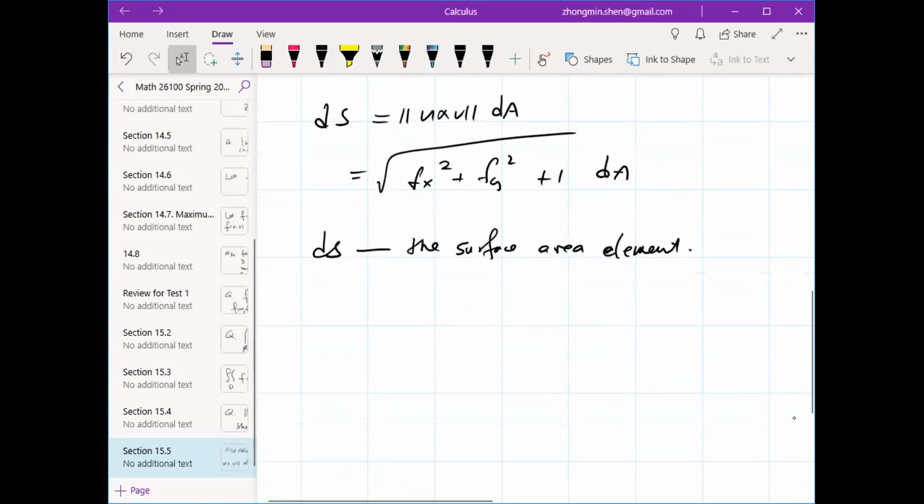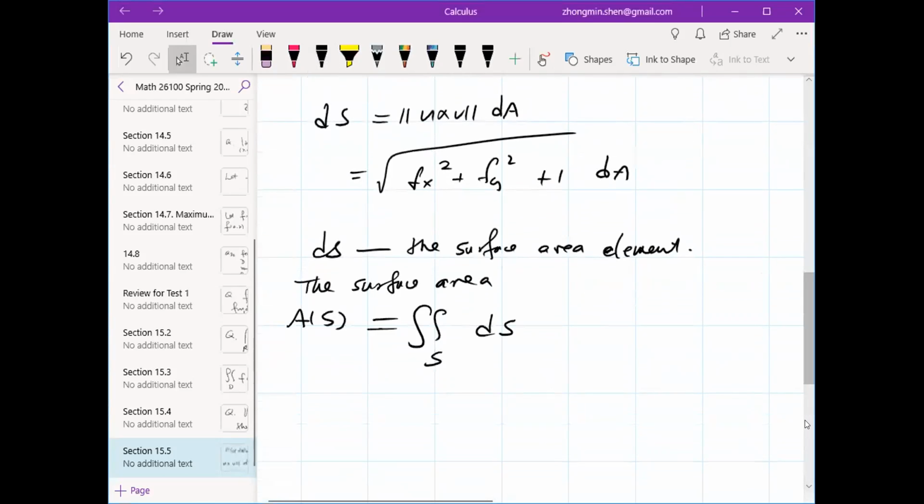So the total surface area, I use this notation. The surface area is just the double integral over the surface. S means the surface. And this, of course, you cannot evaluate directly, just like arc length, remember? It's very similar to the arc length function.